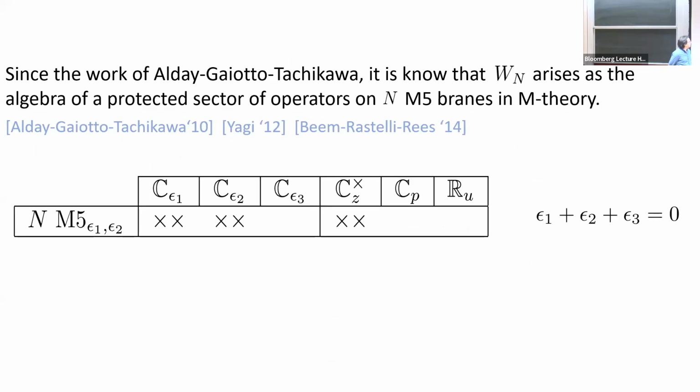Since the work of Alday, Gaiotto, Tachikawa, it is known that the W_N algebra arises as the algebra of a protected sector of operators on M5 branes in M theory. Various works and constructions, in fact, have realized that if I take M5 branes on, well, here's my background in M theory. For now, C_epsilon1, C_epsilon2, C_epsilon3 will just be labels. Just think of them as three complex planes.